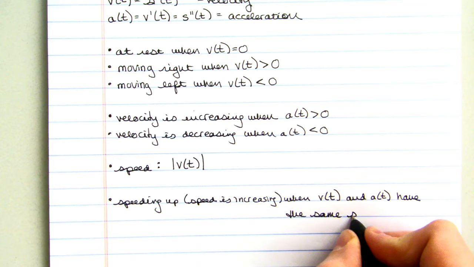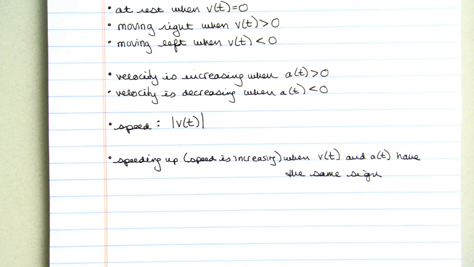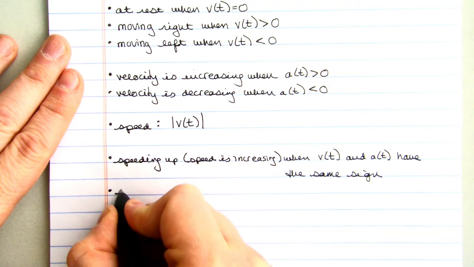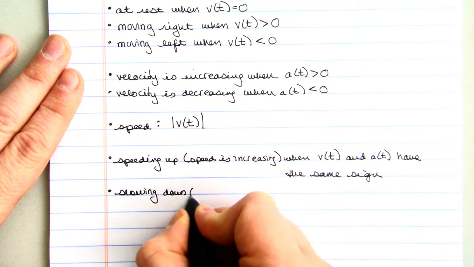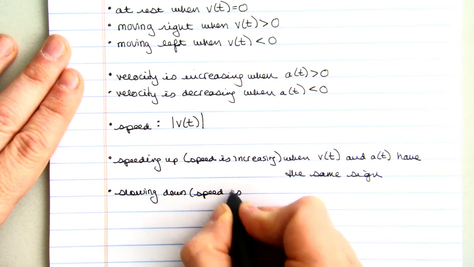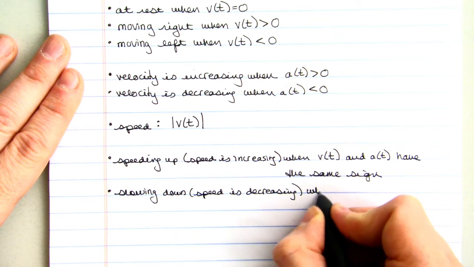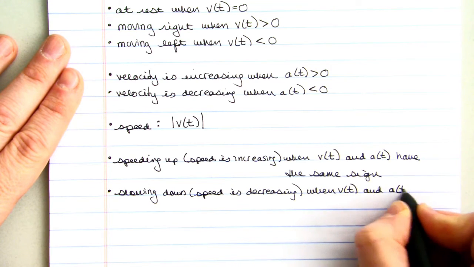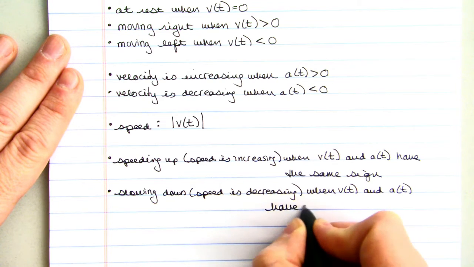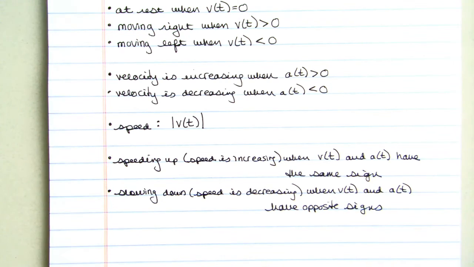Our particle will be speeding up if the velocity and acceleration have the same sign. Similarly, and I'll demonstrate this in just a moment, our particle will be slowing down, or its speed is decreasing, when v of t and a of t have opposite signs. Take a moment, write that down, and then we're going to process this.